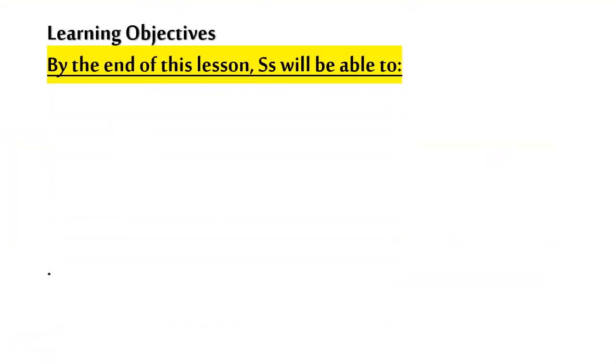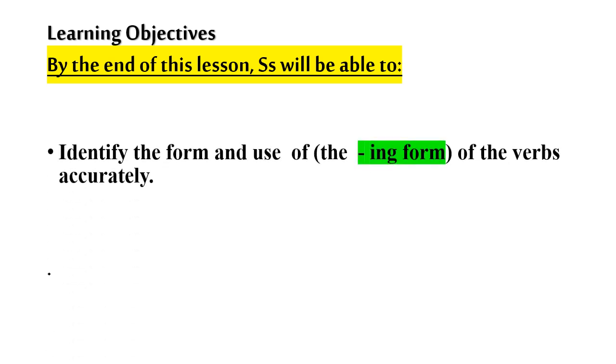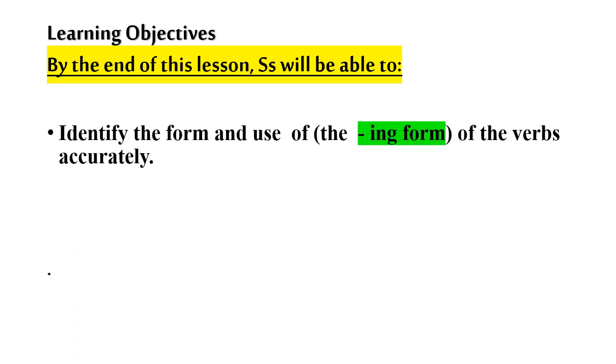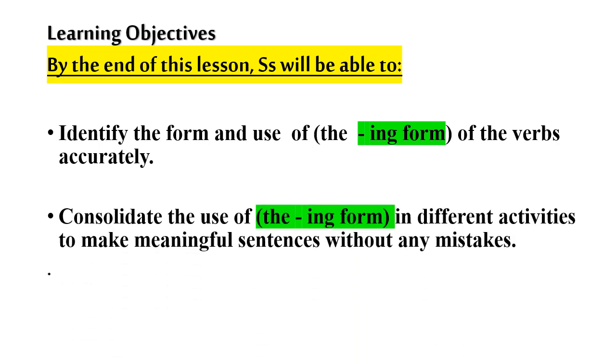Learning objectives. By the end of this lesson, students would be able to: 1. Identify the form and use of the ing forms of the verbs accurately. They would also be able to use the ing form in different activities to make meaningful sentences without any mistakes.